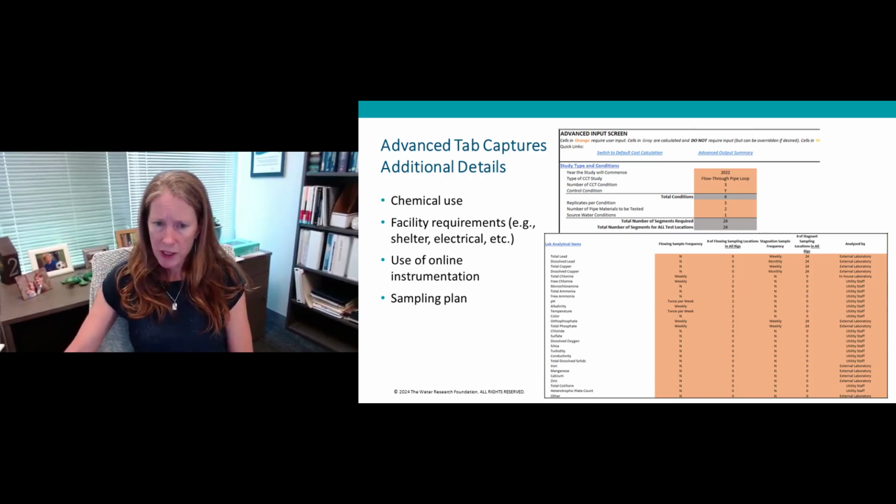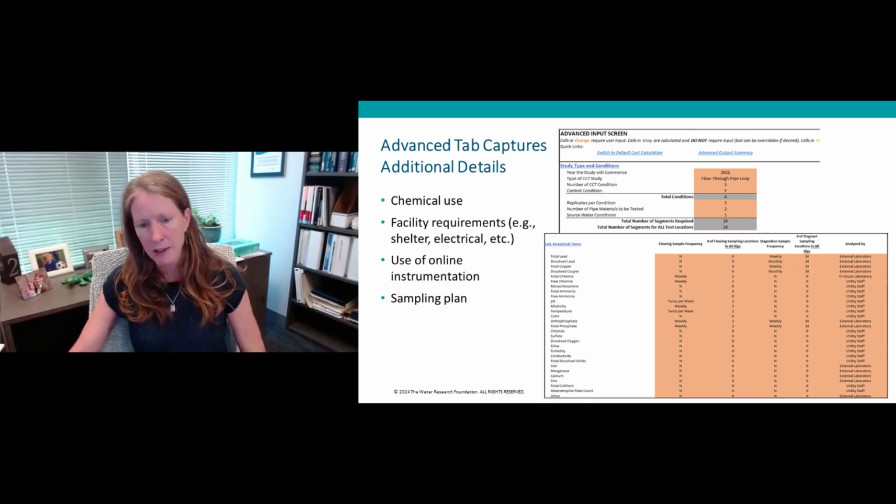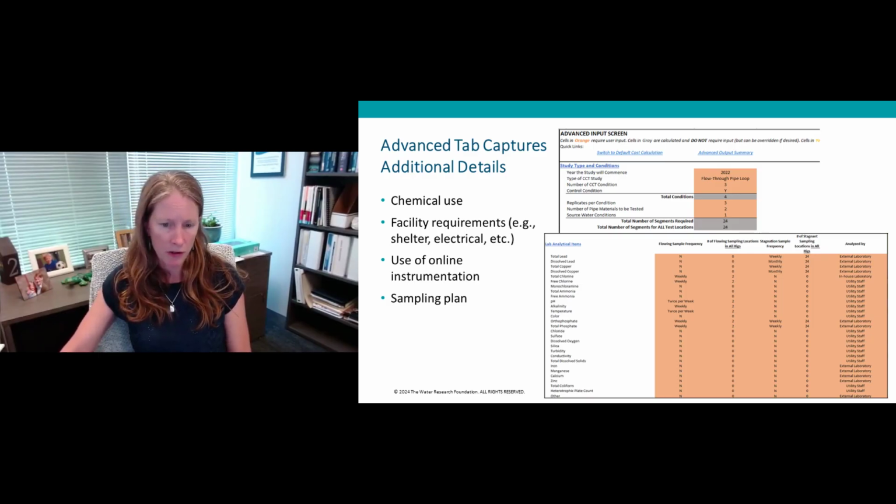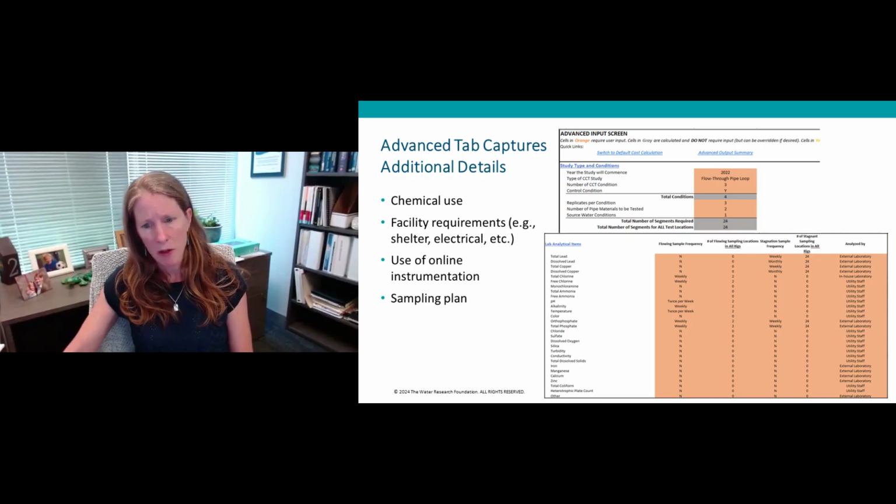We have different costs for each, and then you can enter in the chemicals. That kind of helps with planning, and the flow period that's going to affect the quantity of chemical needed, along with the flow rate. And then you can enter in things for the test facilities, like do you already have a temperature controlled space available for testing? And then the last thing I want to highlight is that for the advanced tab, you can actually enter in your sampling plan and get pretty accurate analytical costs.